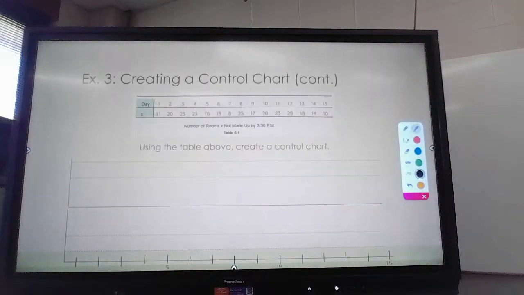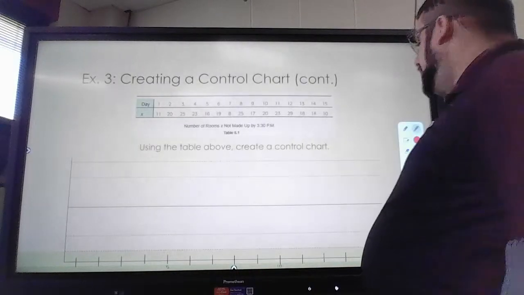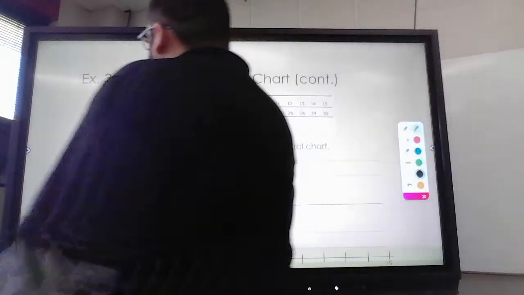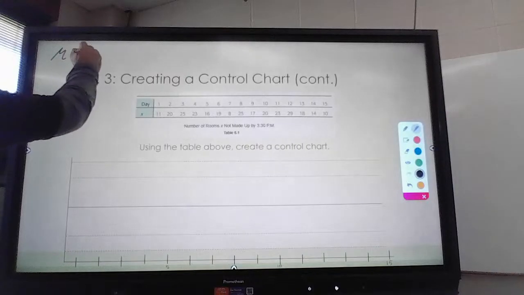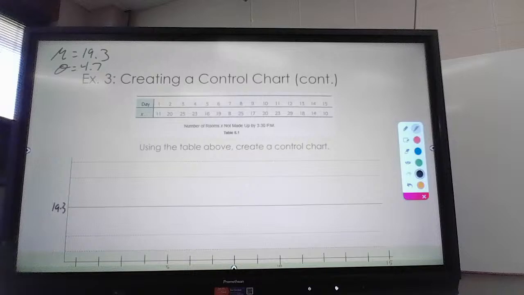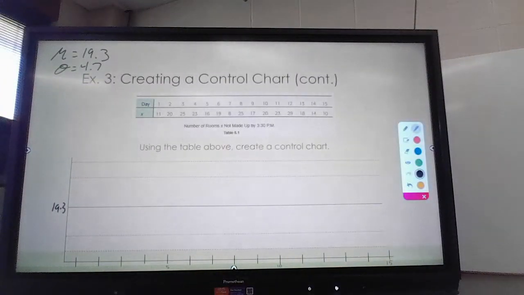First things first, we need to identify where our 2 and our 3 standard dev marks are. You don't necessarily need to put your 1 standard dev mark because it doesn't have anything to do with whether or not the process is in control or out of control. So let's go back and see what our mean is. Our mean is 19.3. Standard deviation is 4.7. So here's our mean, 19.3. I'm going to subtract 4.7 twice to get that 2 standard dev mark.